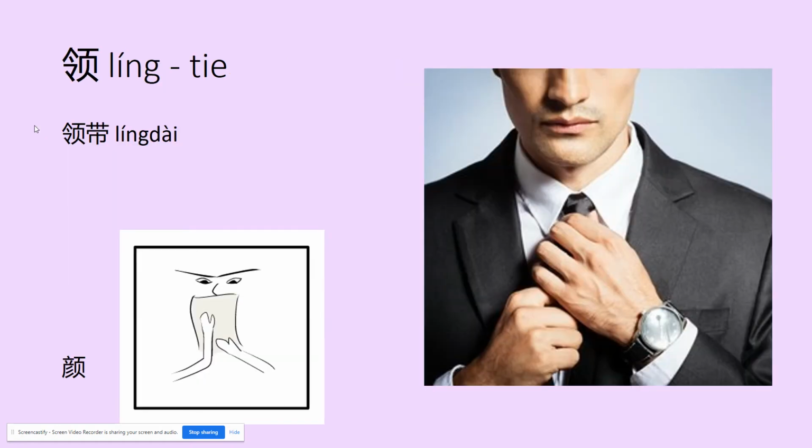For accessories you should trace, the first is the ling in ling dai for tie. It has the page radical because look how the character looks like someone adjusting their tie.